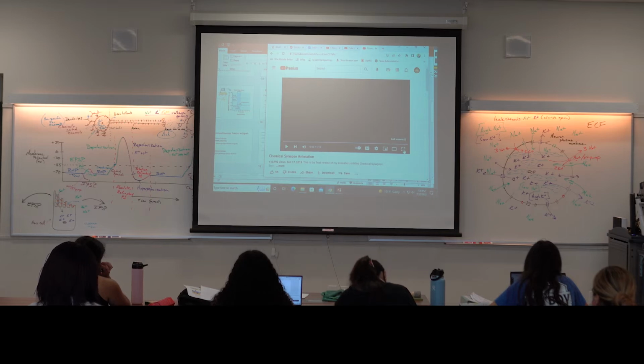We saw this last time, but it's where we're going. It's the details of that neural synapse between a presynaptic neuron and a postsynaptic neuron.